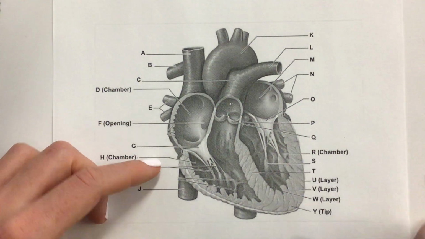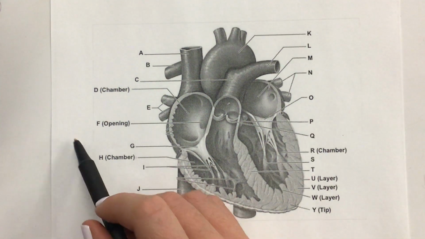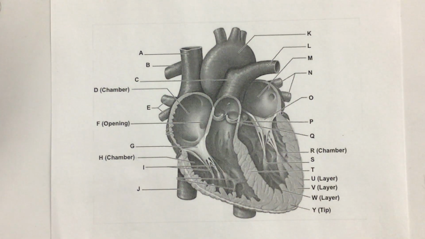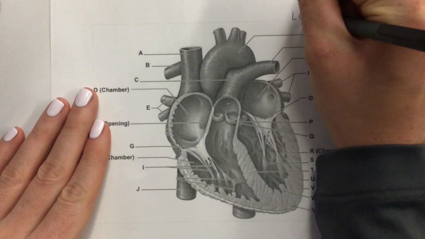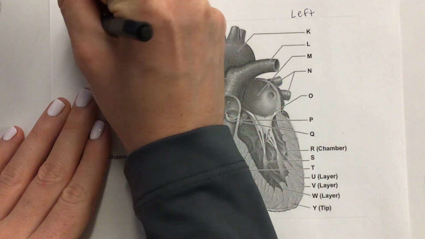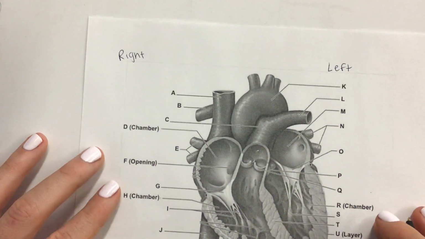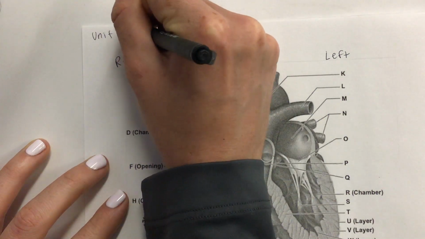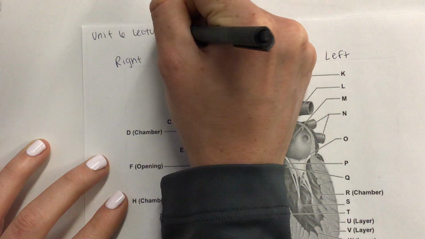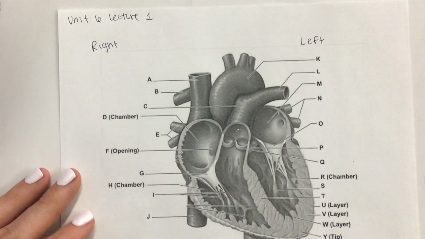It isn't perfectly centered. You can see it tilts a little bit to the left. Remember, this is going to be the left side of the heart, and this will be the right, because we have to put ourselves in anatomical position. So it might be helpful to label this the left and this the right to start. And maybe we'll also give this a title: Unit 6 Lecture 1. Basically, it's part 1 of Lecture 1, but we'll get started there.